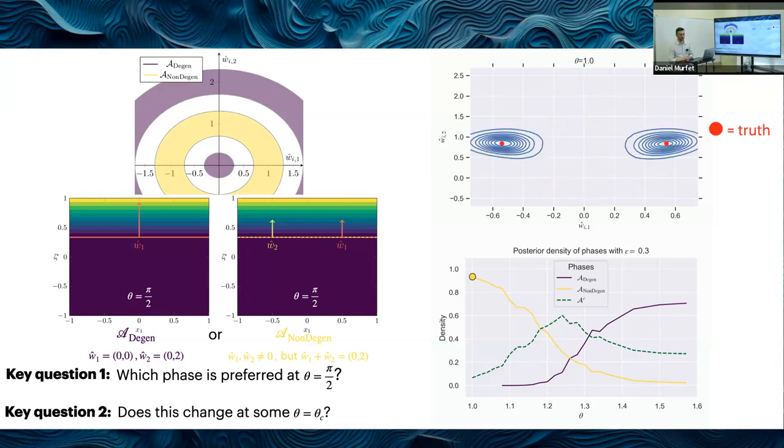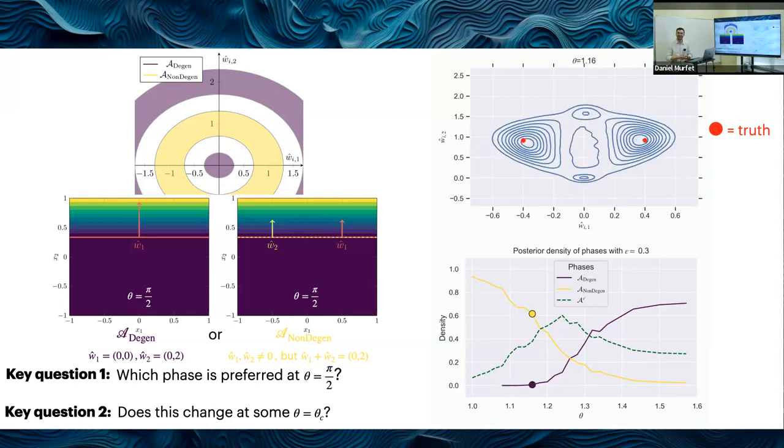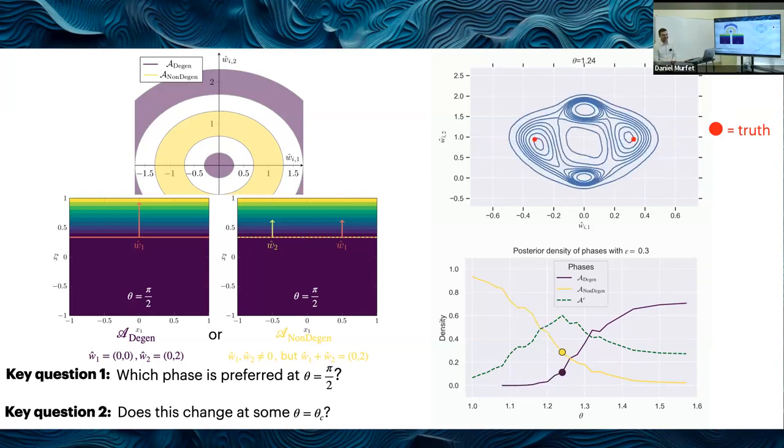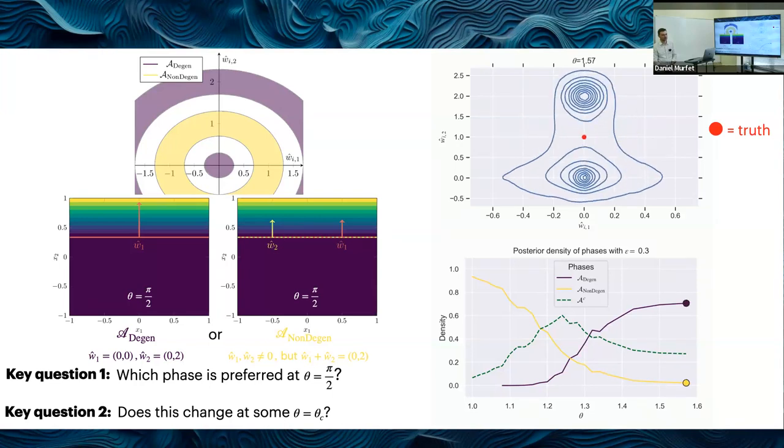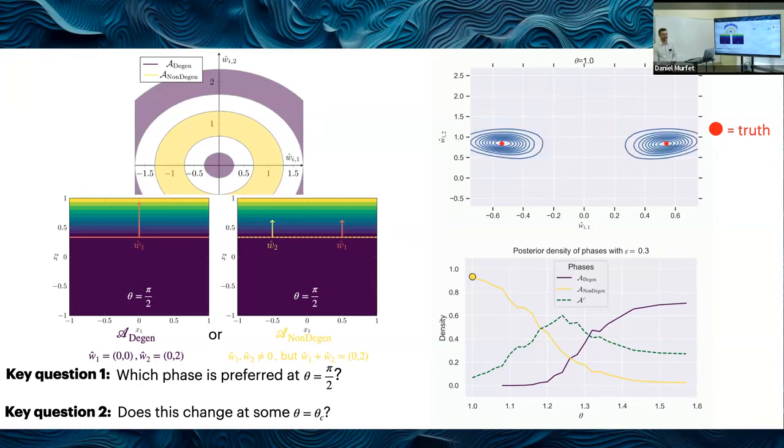Nice. All right. So what is going on? My first question is, is this a second order phase transition? This is a first order phase transition. They're different things.